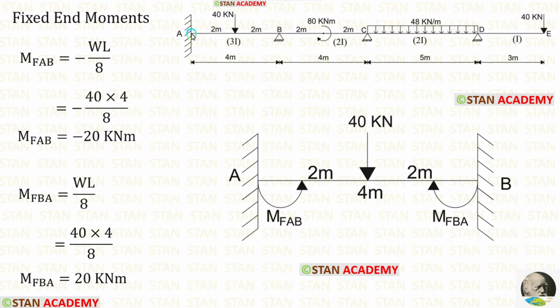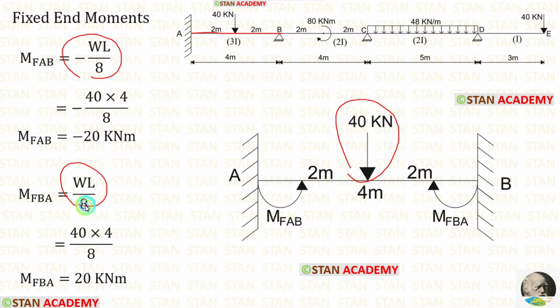First, let us find them in the span AB. In the span AB, there is a point load 40 kN acting in the center. The formulas for the fixed end moments are minus WL upon 8 and positive WL upon 8. Using the formulas, we are getting M of AB and M of BA.